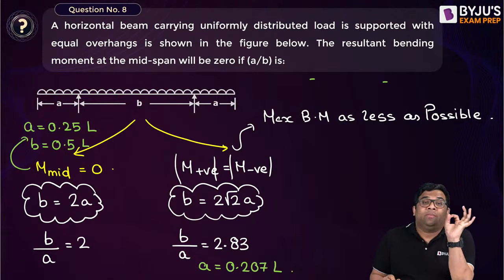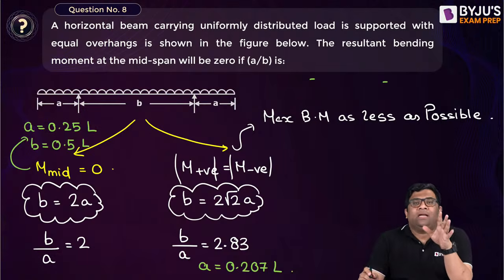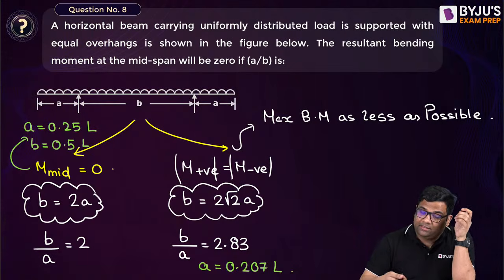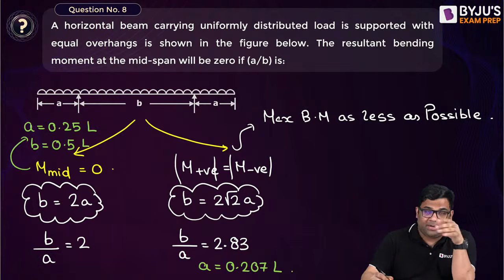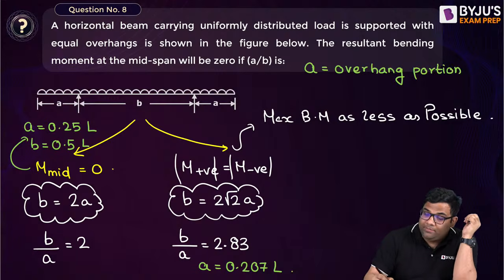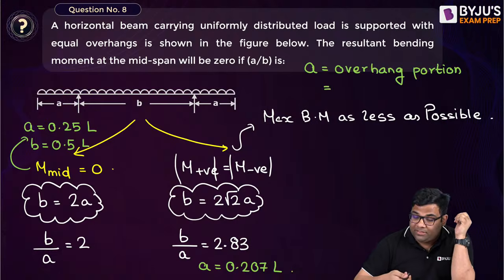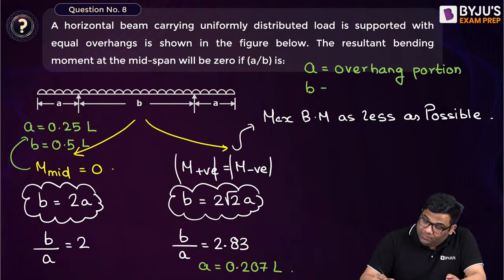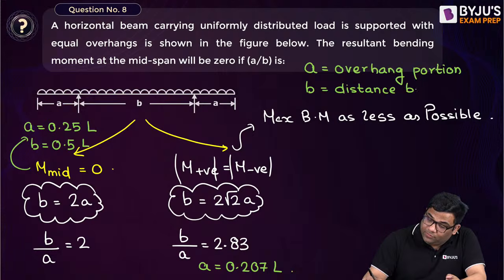All these things you remember. And in place of A, they can write PQ or XY, something like that. So remember what A is. Here we are remembering in terms of A and B. They might give some other symbols, right? A is the overhang portion. And B is the distance between supports.